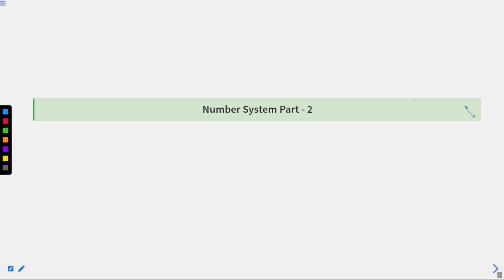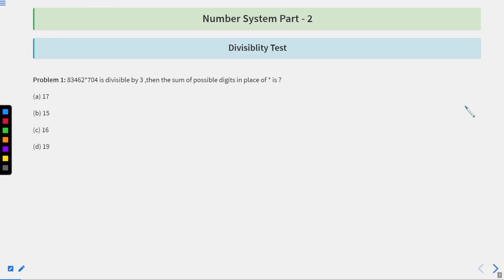So let's get started. What is problem number 1? Here we are provided with the number 83462*704. By star there is a blank space. We are denoting a blank space here, and we want this number to be divisible by 3. Then the sum of possible digits in the place of star is.